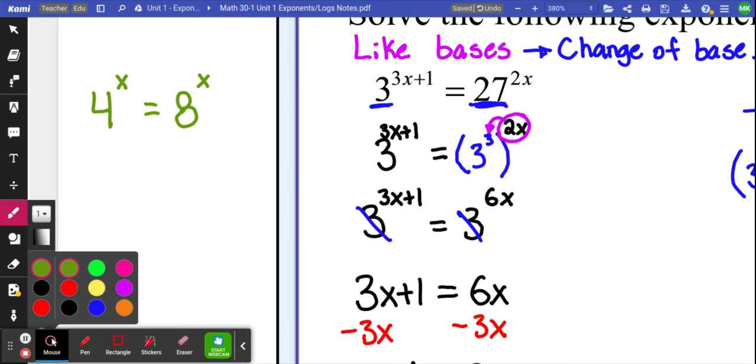8 can't become 4, right? But could you redo 4? Could you rewrite that as something? Right, like that's what I mean. There will be one that sticks out. Go with the lower one usually. Find out what it is, and then try to turn 8 into that same base.